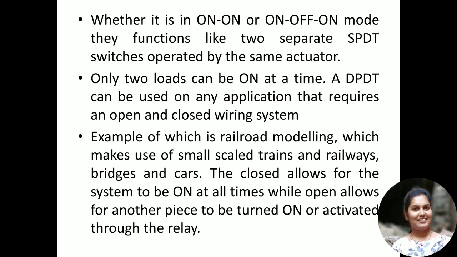A double pole double throw switch can be used in any application that requires an open and closed wiring system. For example, if we take a railroad modeling system, which makes use of small scaled trains and railways, bridges and cars, the closed circuit allows for the system to be on at all times, while the open circuit allows for another piece to be turned on or actuated through the relay.